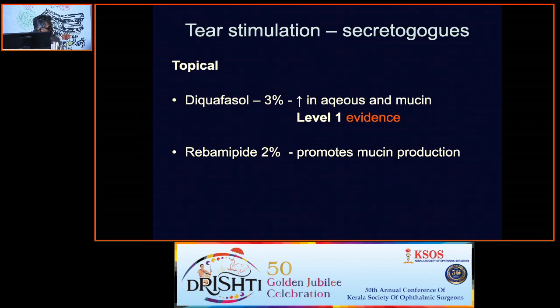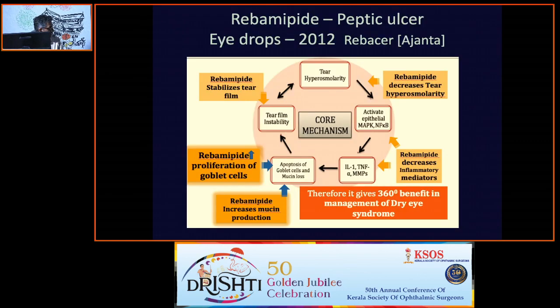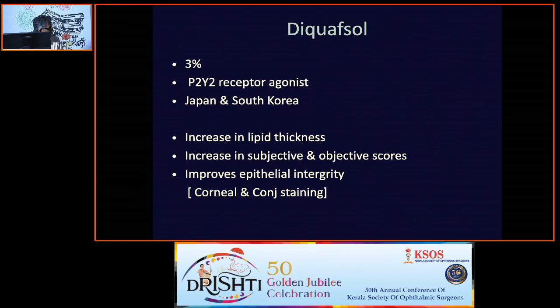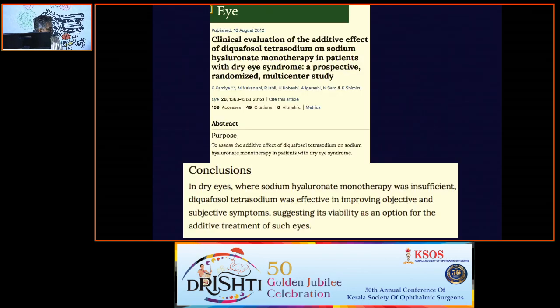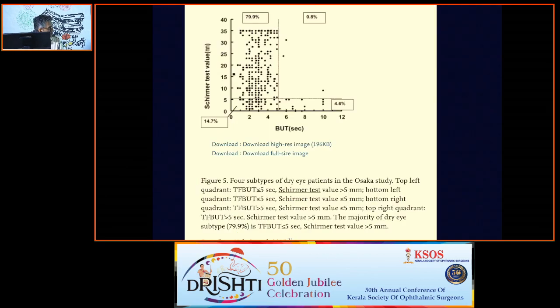I think two of the things which are not available in our market are diquafosol and rebamipide. I think these two drugs are very effective. Actually, they are there in the Japanese and Korean markets, and they are doing very well. In the interest of time, I'll just say that it increases the tear lipid thickness and increases the objective and subjective scores. And if you combine diquafosol with sodium hyaluronate, we know that it is much better than using sodium hyaluronate or any other agent.